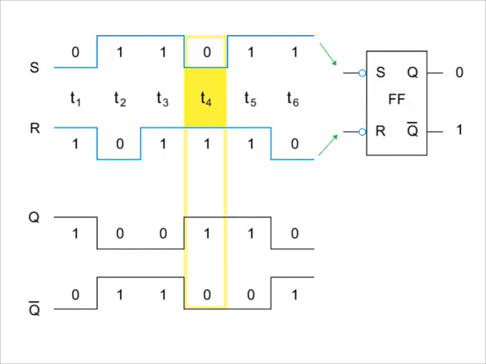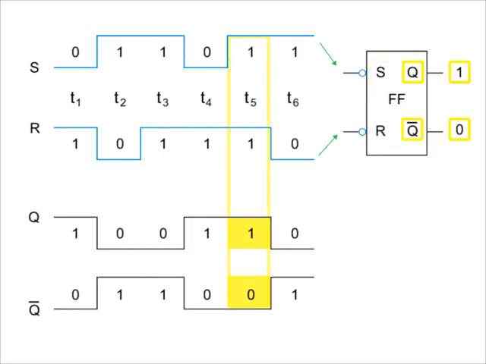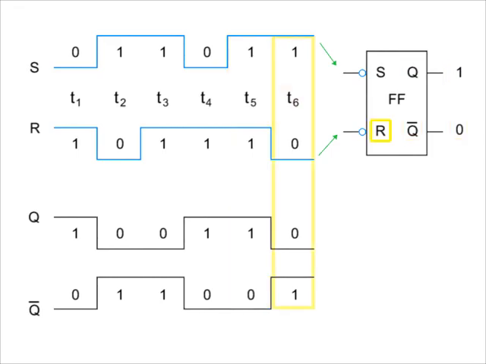At T4, changing the input on the set to 0 while a 1 remains on the reset input will command Q to go to 1, with Q naught going to 0. At T5, both inputs on the set and reset are at 1, resulting in no change in the outputs. Finally, at T6, the input at the reset is changed to 0, with the set remaining at 1. This commands the output at Q to go to 0, with Q naught going to 1.